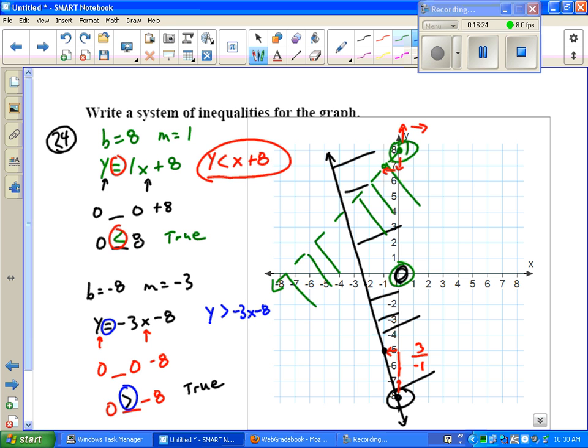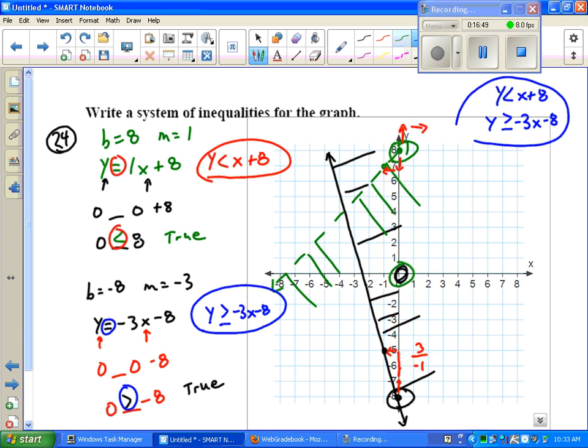And the last thing you have to do is check to see if it's a solid line. It is, so greater than becomes greater than or equal to. So your solution to your system of inequalities would be y is less than x plus 8, and y is greater than or equal to -3x minus 8, both of them together. That is the system itself based on the solution that's graphed.